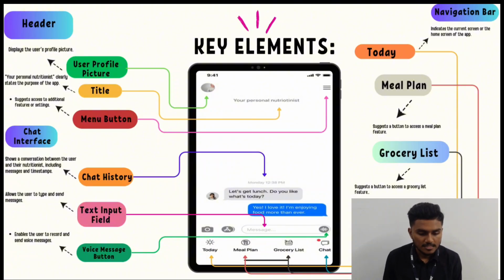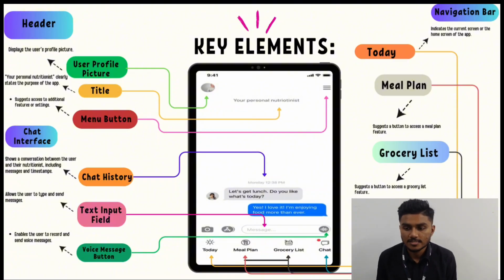The second one is the text input field, which allows the user to type and send messages. And the last one is the voice message button, which enables the user to record and send voice messages. The last one is the navigation bar. Here we've got 4 things to discuss. The first one is Today, which indicates the current screen or the home screen of the app.